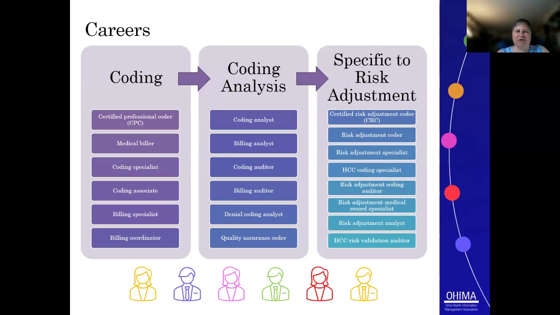So let's talk a little bit about careers. You know, there are a lot of careers available for individuals who've studied coding and reimbursement and revenue cycle. And I'm going to focus here on the second column in this graphic where we have coding analyst, coding auditor, denial coding analyst, and quality assurance coder. All those positions really do require someone that has an in-depth understanding of inpatient reimbursement systems.